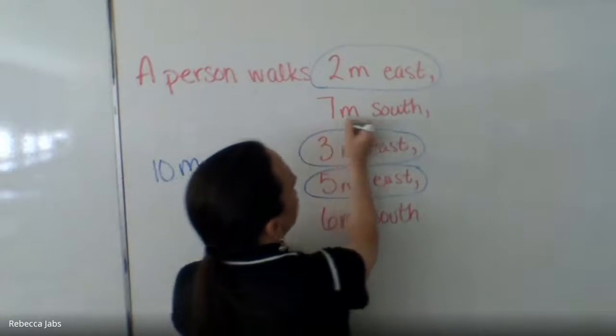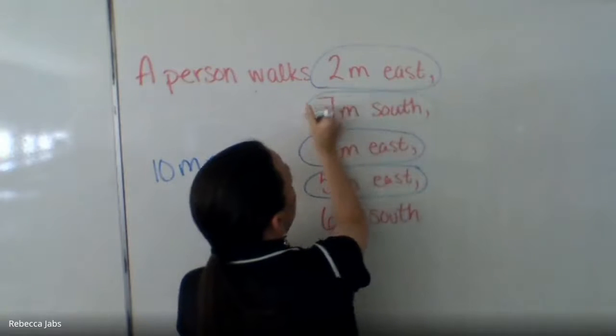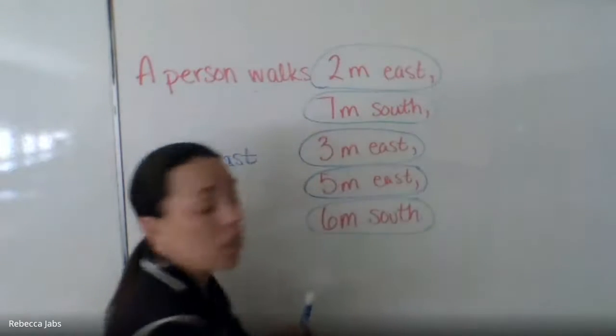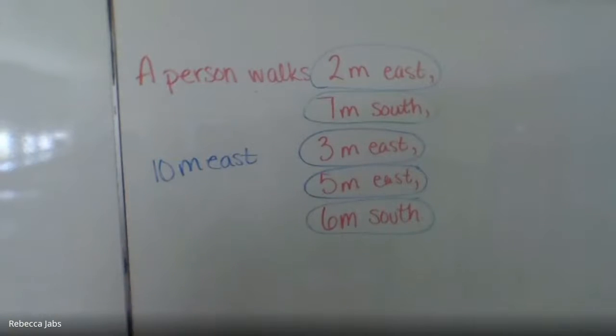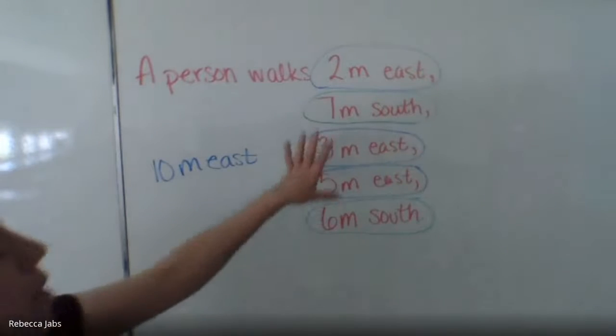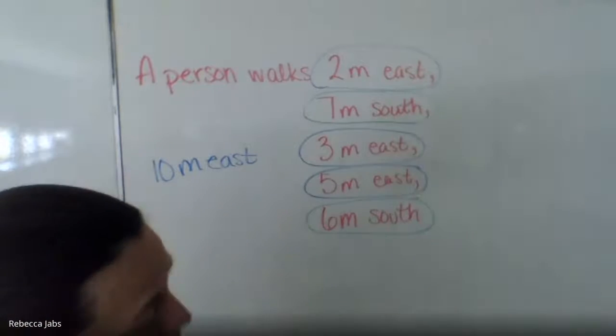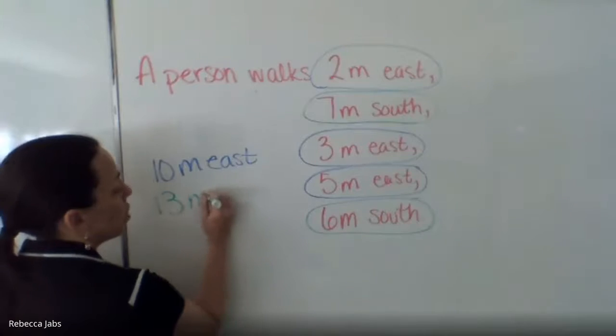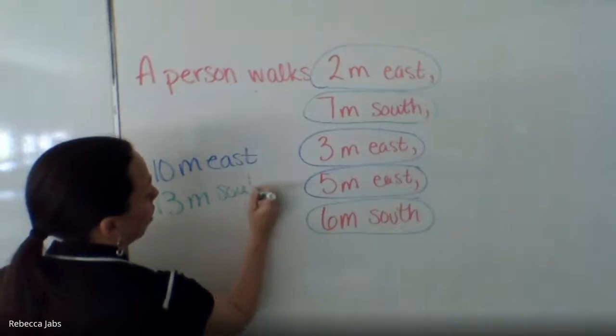Again, we would have to be a little bit careful if one of those was maybe west. But I'm going to circle these 2 in green because those are both south. So those are both vertical words. They both happen to be the same direction. If one was south and one was north, we would have to subtract. 7 plus 6 is? 13. And so we're going to go 13 meters south.